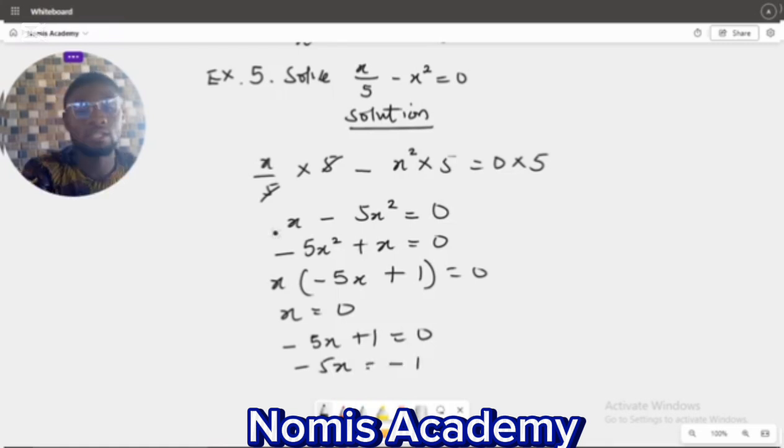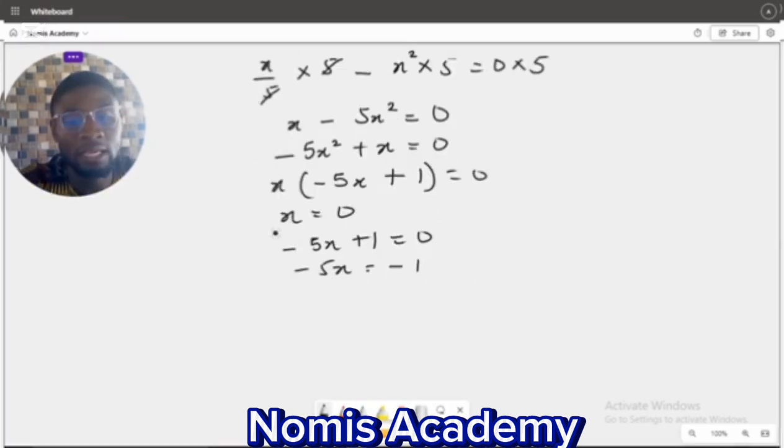Now, what do I do next? I'll divide both sides by minus 5. Don't forget, we are just looking for the value of x. So minus 5, minus cancels minus, 5 cancels 5. So x, minus cancels minus here as well. x is equal to 1 over 5.